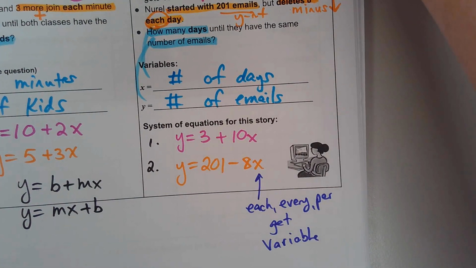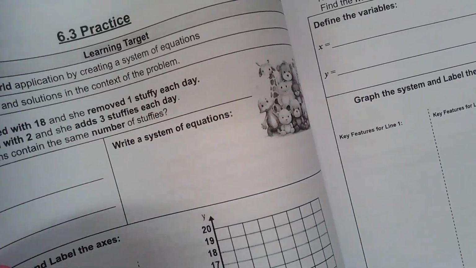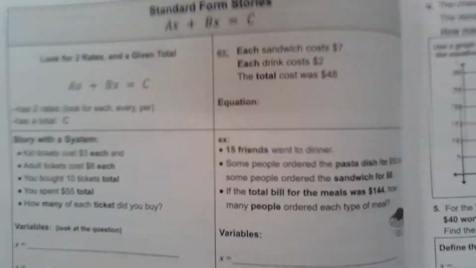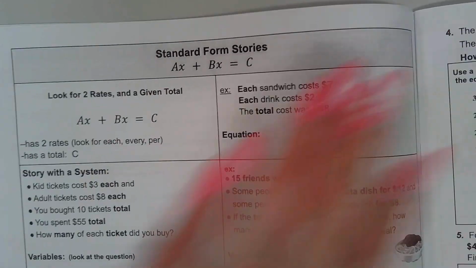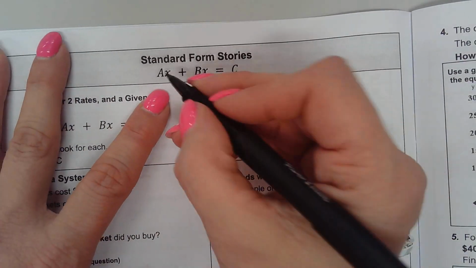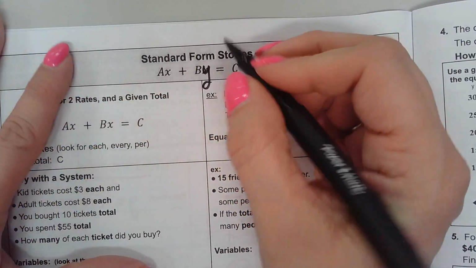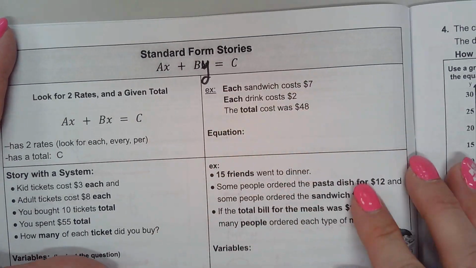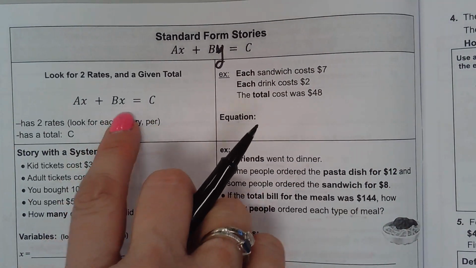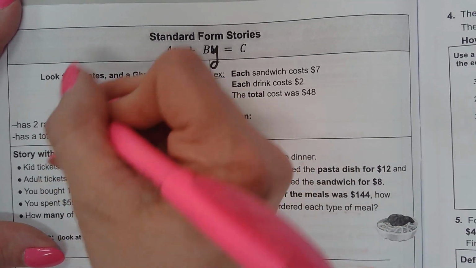Okay, let's review the other kind of equation, which is standard form equations. Standard form stories are AX plus BY equals C. So when you have these, you're going to look for two rates.